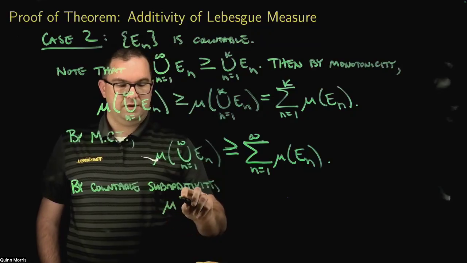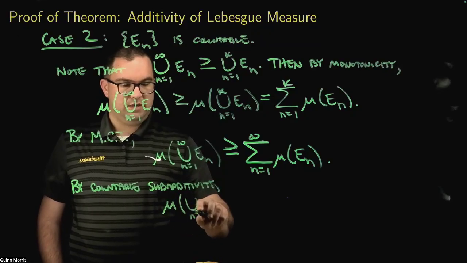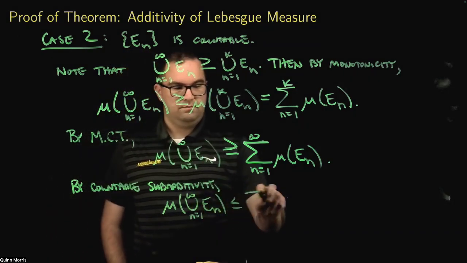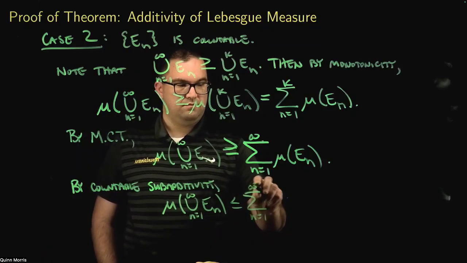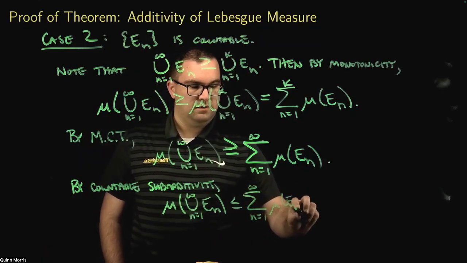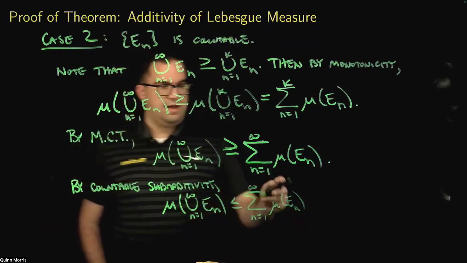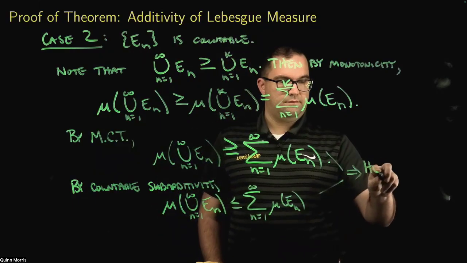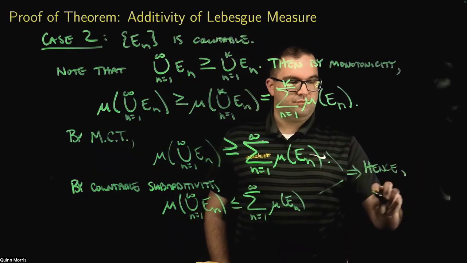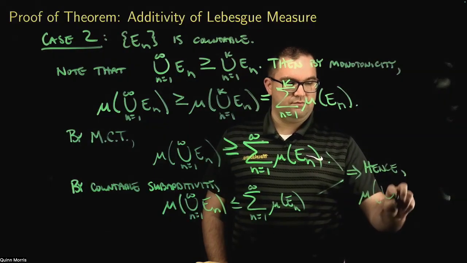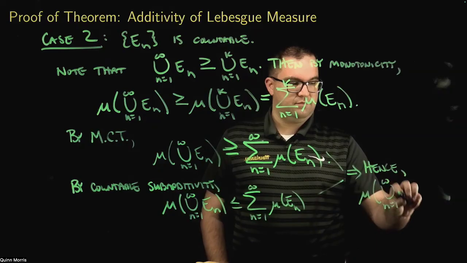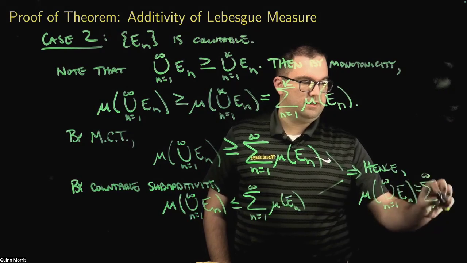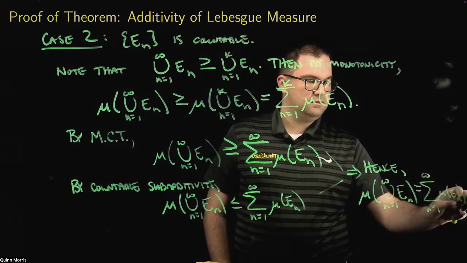So by countable subadditivity, the measure of the union n equals 1 up to infinity of E_n is less than or equal to the sum of the measures. Okay. And so now, combining these two, I get the result that I want. So hence, the measure of the union n equals 1 to infinity of the E_n's is the sum n equals 1 to infinity of the measures of the E_n's.